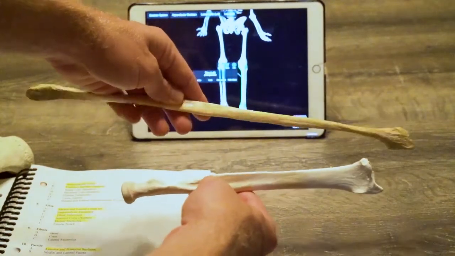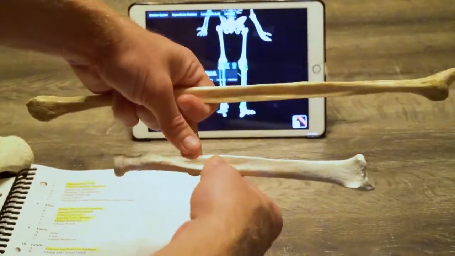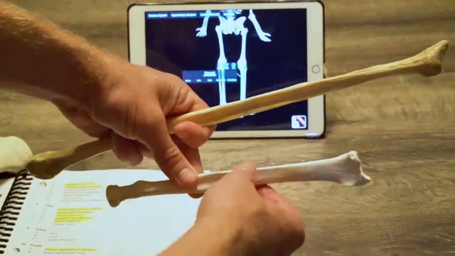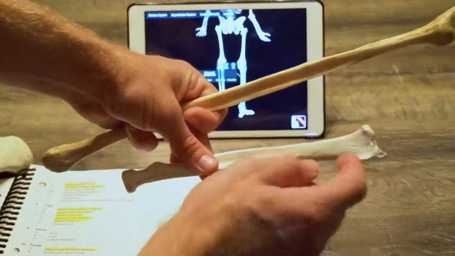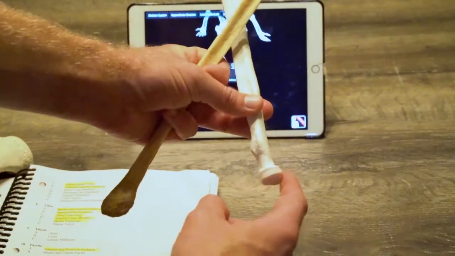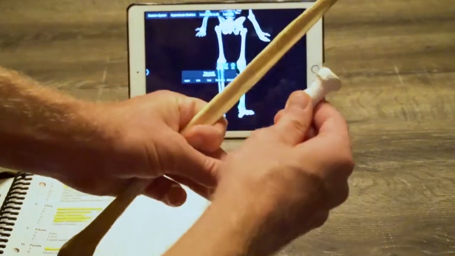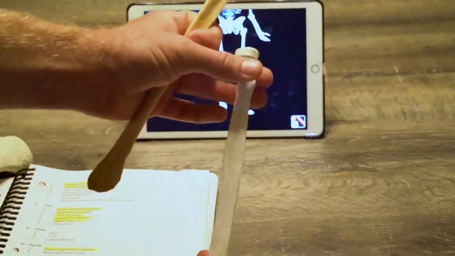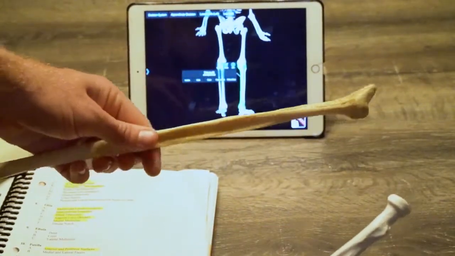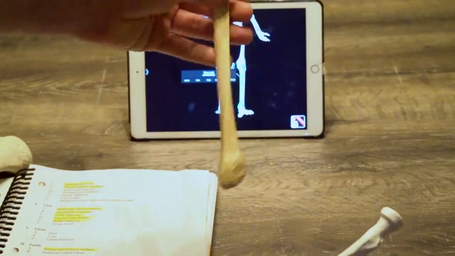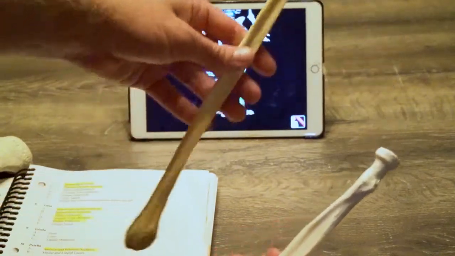Look at them, they're different. All right, so they do look pretty similar. They're nice and thin going all the way through. But with your radius, you have a very obvious head that has that cup in the center. All right, there's the head of the radius, if you remember from last week. You don't really have that with the fibula. Nothing that's a defined head like that.